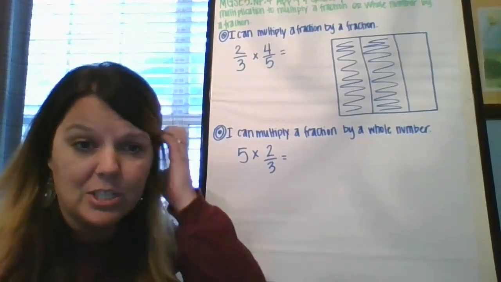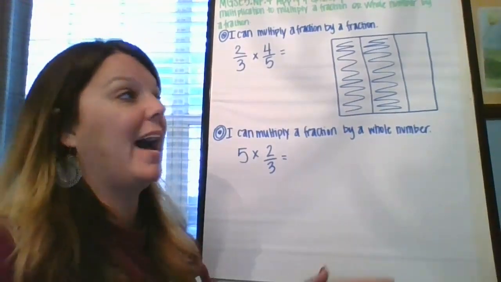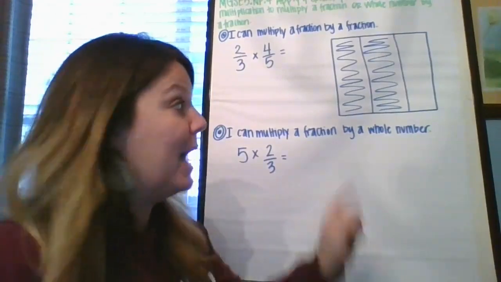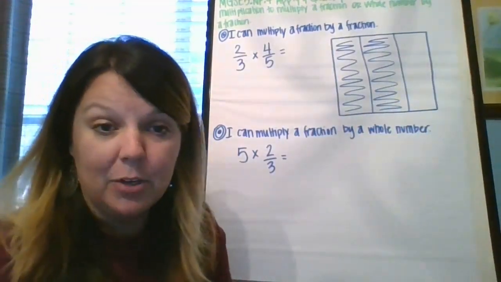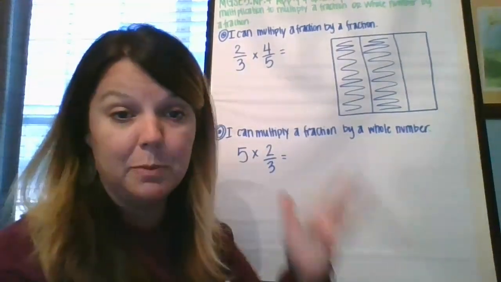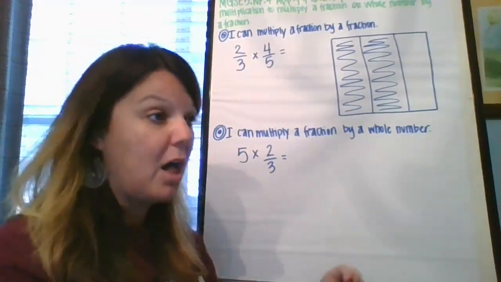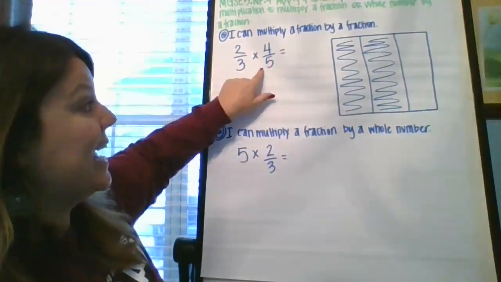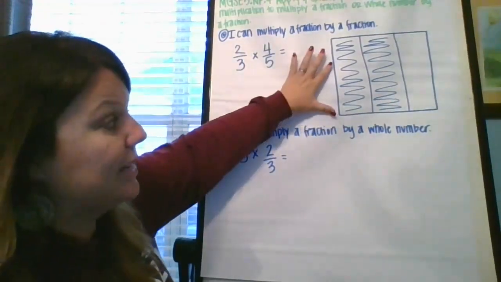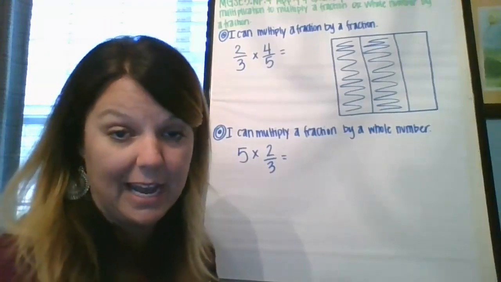portion of that fraction. What do you mean, Miss Southern? I'm so glad that you asked. I mean that if I had 2/3 and I multiplied it times 1, I would keep the 2/3. I would still get 2/3, right? But I'm not multiplying it times 1, and I'm not multiplying it by a number bigger than 1. I'm actually multiplying it by a number smaller than 1. So I'm going to take 4/5 of the 2/3, which means I'm going to take this 2/3 and I'm actually only going to use a portion of it as my answer.